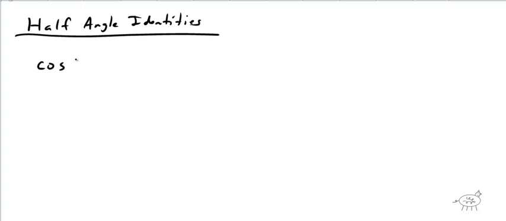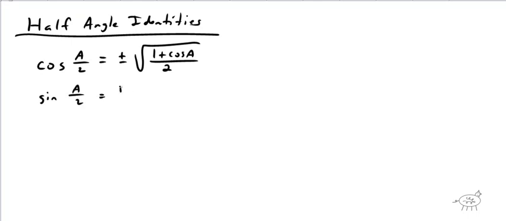It's cosine of A over 2, again, half angle, and that's plus or minus the square root of 1 plus cosine of A over 2. And then sine of A over 2 is plus or minus the square root of 1 minus cosine of A over 2. And tangent is, let me write this on this side here, tangent of A over 2.